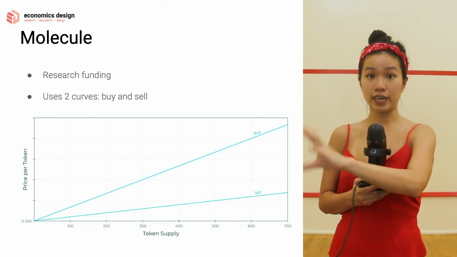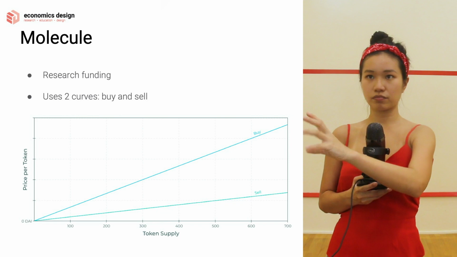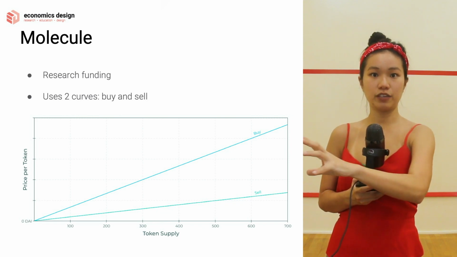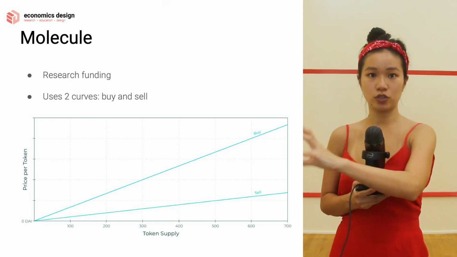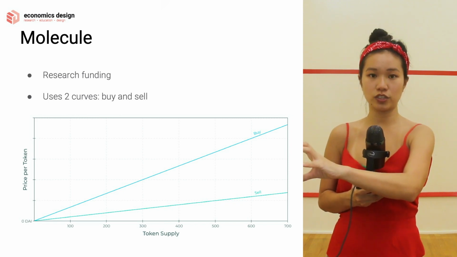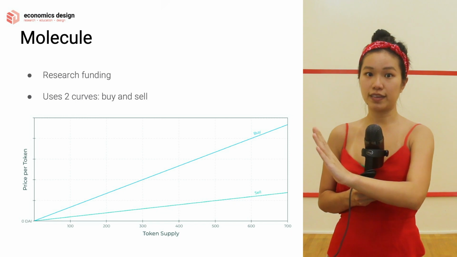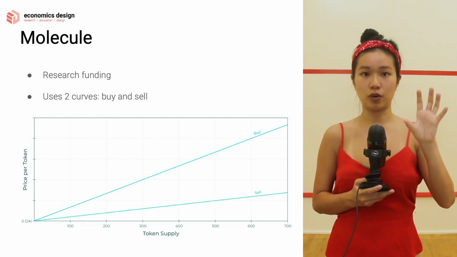The project model can also use bonding curves to define the relationship between the tokens and the equity or ownership of the product, the research output. But that's a different case study. Right now, we're just talking about fundraising.